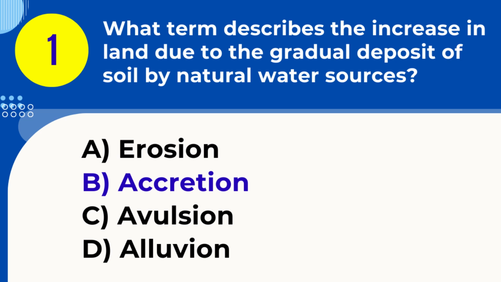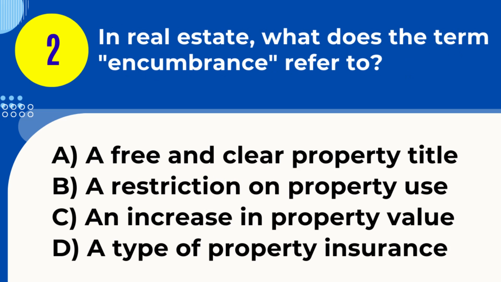Answer. B. Accretion. Explanation. Accretion is the process where land increases due to the gradual deposit of soil by natural water sources. Question 2. In real estate, what does the term encumbrance refer to?